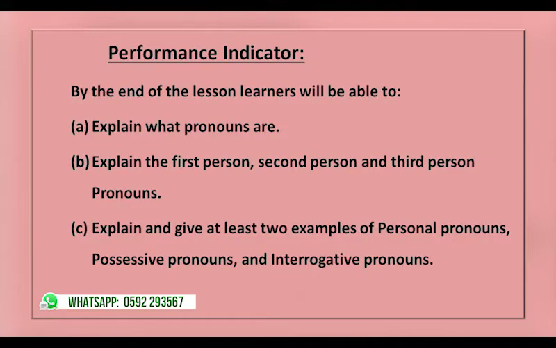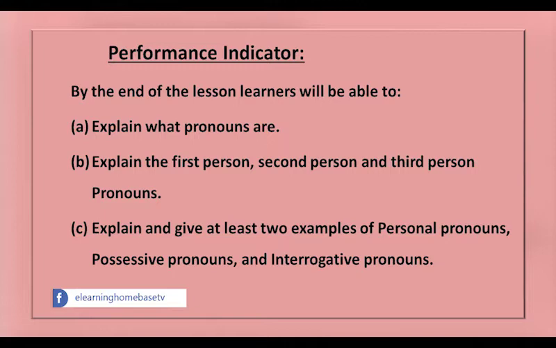Learners, let's look at our performance indicator. We are saying that by the end of the lesson, learners will be able to: 1. Explain what pronouns are. 2. Explain the first person pronoun, second person pronoun, and the third person pronoun. Again, our learners will be able to explain and give at least 2 examples of personal pronouns, possessive pronouns, and interrogative pronouns.